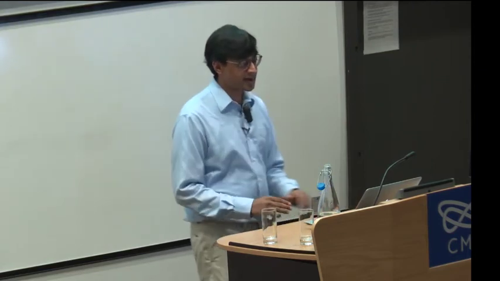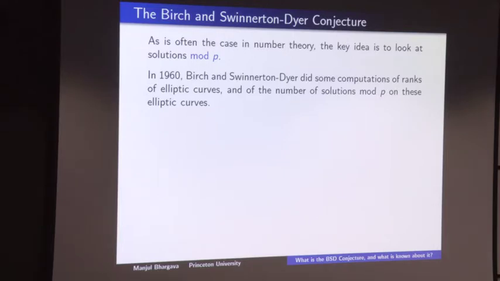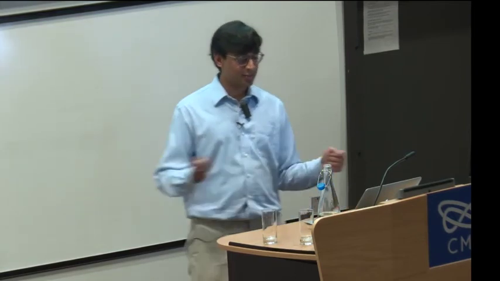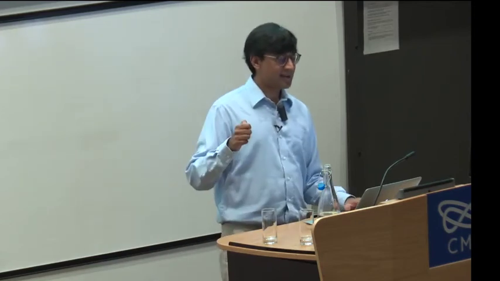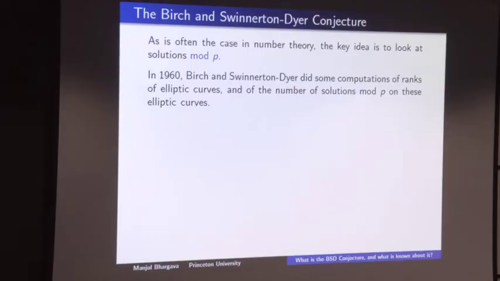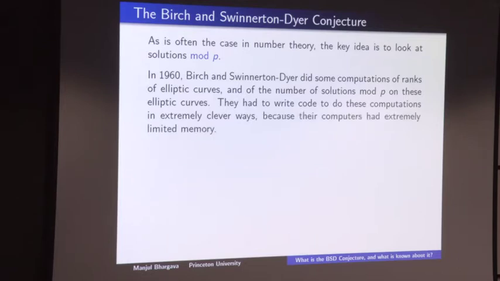So in 1960, Birch and Swinnerton-Dyer did some really amazing computations of ranks of elliptic curves. Even though there isn't an algorithm in general, there are algorithms that tend to work most of the time, and they used those algorithms to produce the ranks of lots of elliptic curves. This is back in 1960 when they had a computer with 4K of memory, and they wrote these brilliant programs that in just 4K of memory could compute ranks of many, many elliptic curves. They made a list of elliptic curves with their ranks, and then they tabulated the number of solutions modulo p for lots of primes p. They had to write this code in very clever ways because their computers had very limited memory.